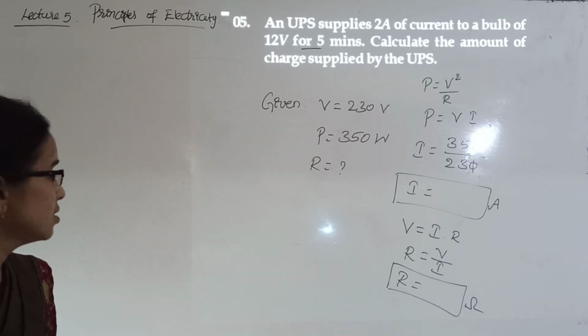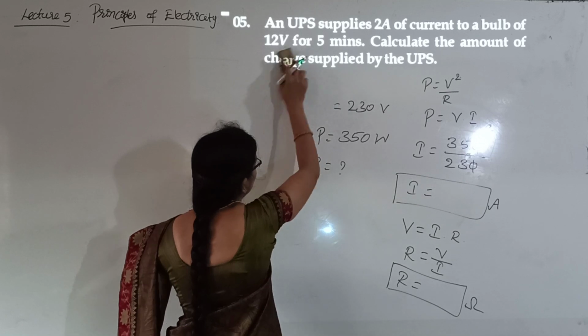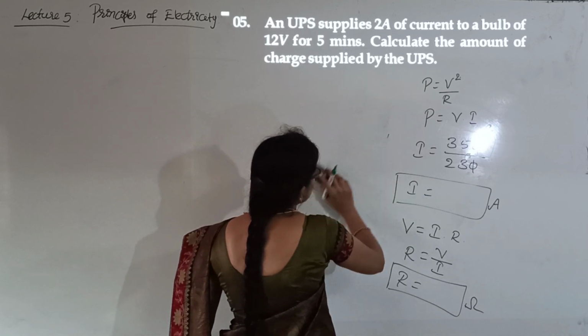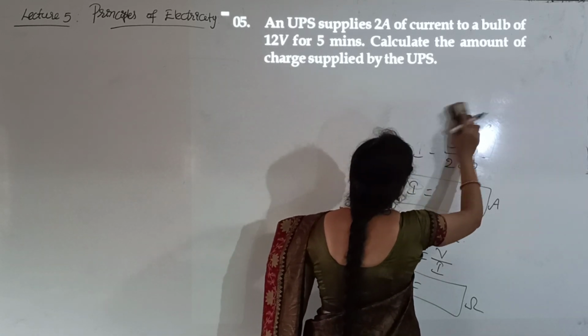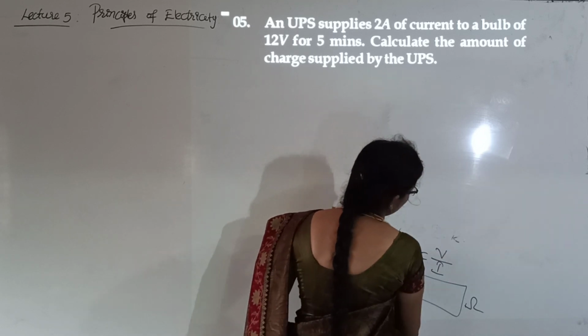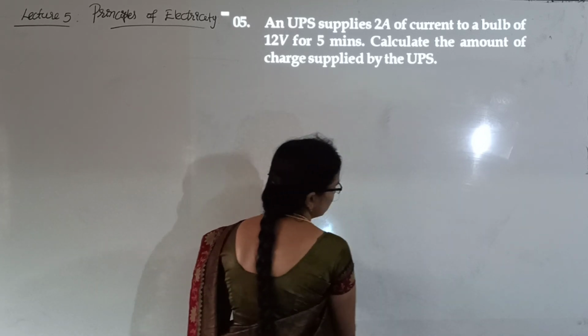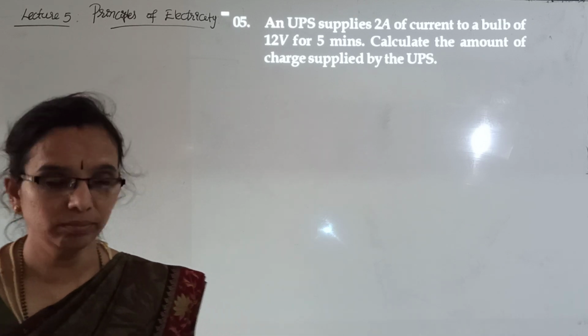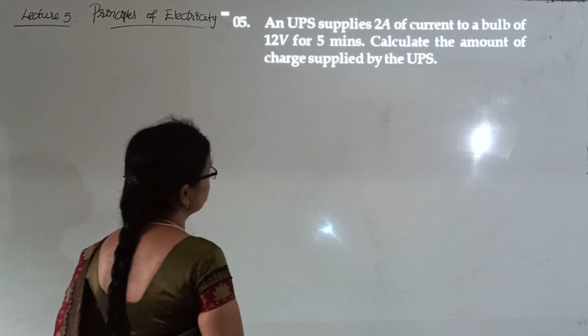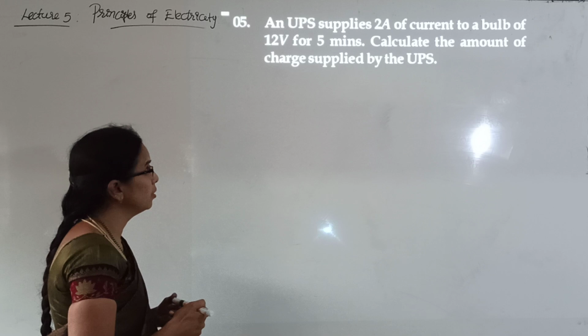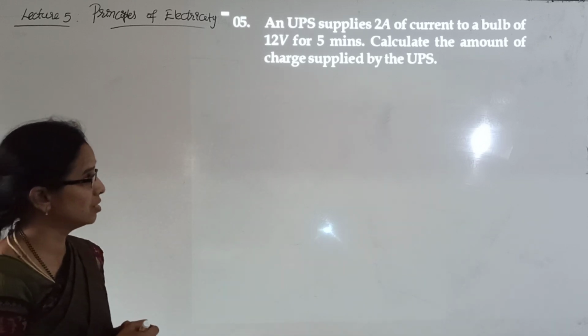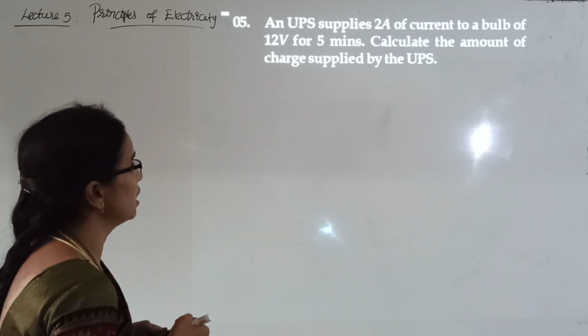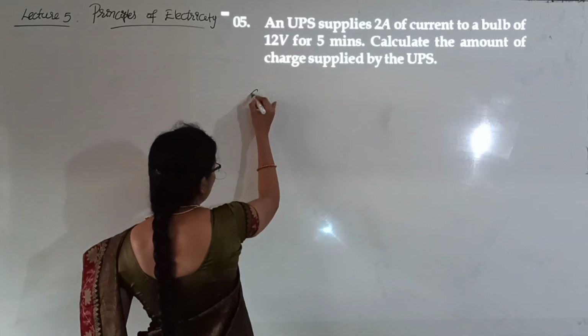The next problem is, a UPS supplies 2 amperes of current to a bulb of 12 volt for 5 minutes. Calculate the amount of charge supplied by the UPS.